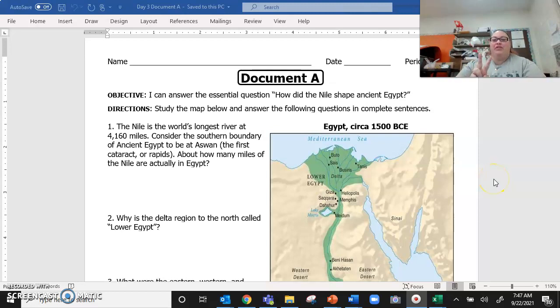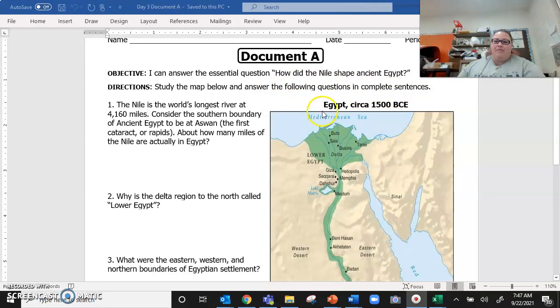Today, we are going to do two different documents. We are starting with document A, which is up on your screen. So, our objective for today is I can answer the essential question, how did the Nile shape ancient Egypt? Remember, we're working on this all week long. The directions: study the map below, and answer the following questions in complete sentences. So that's what we'll do first.